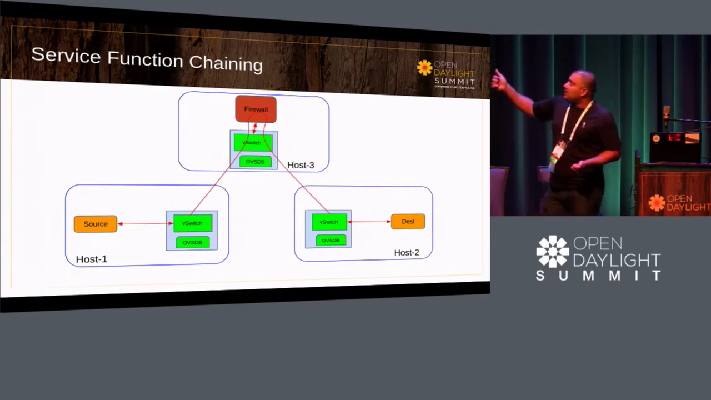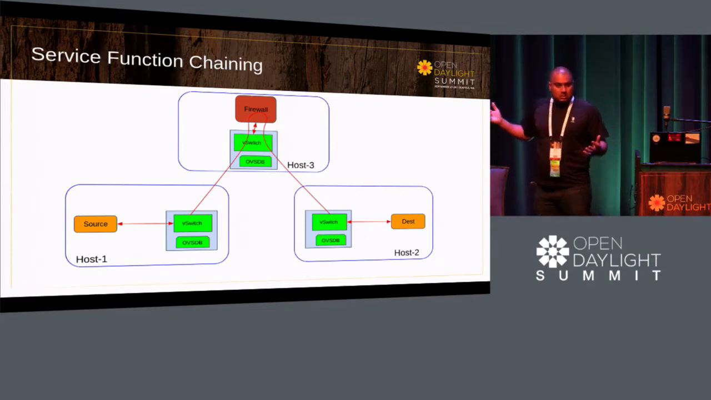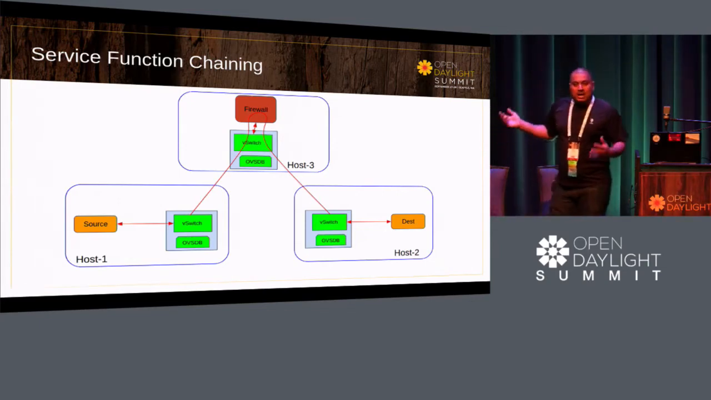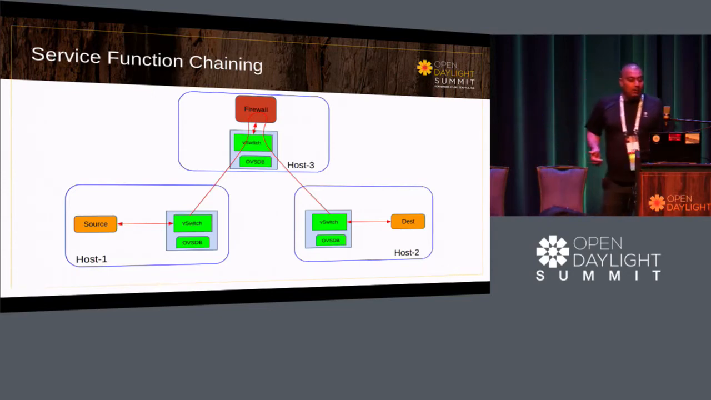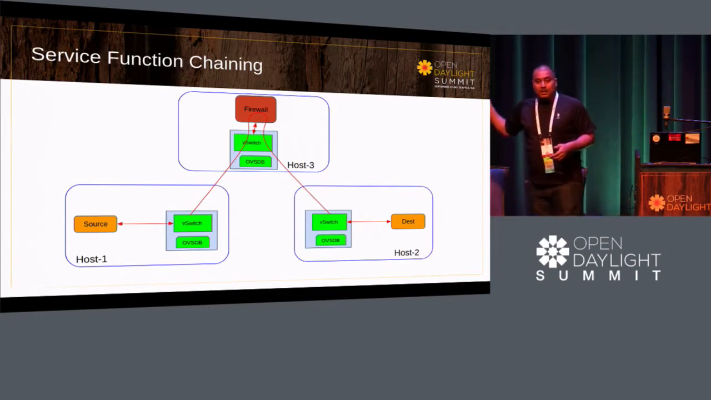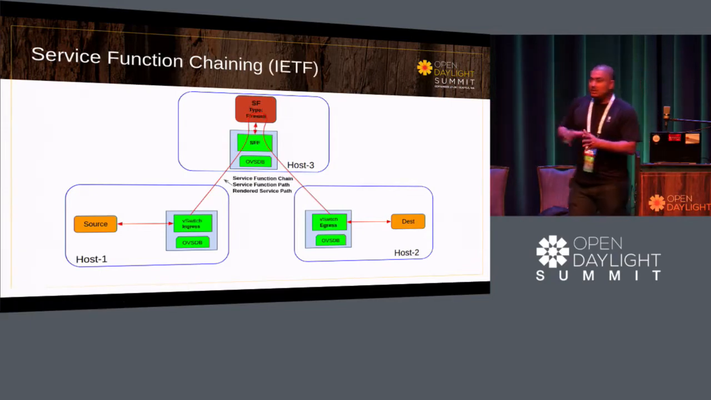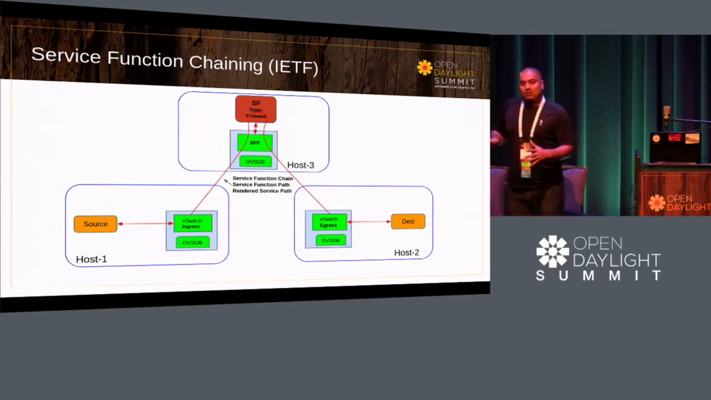Let's say you want to steer your traffic through a firewall service, and the firewall is another VM running the firewall service on some other host. It need not be the same host; it can be anywhere in the network. What you really want is for the traffic to go from host 1 to host 3 through the firewall, and then come back to host 2. This is how we want to route the traffic, and in very layman's terms, this is the crux of SFC: you want to route the traffic through different waypoints.